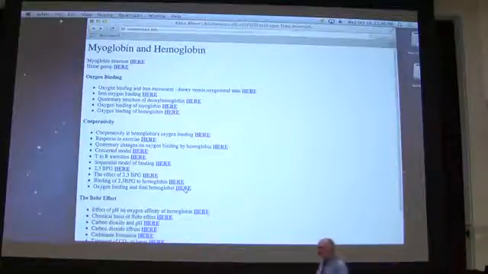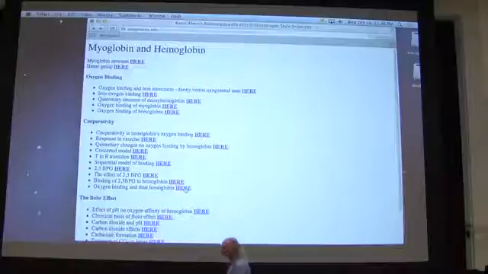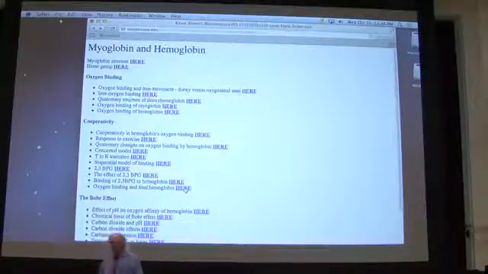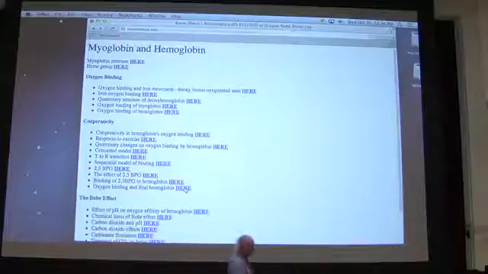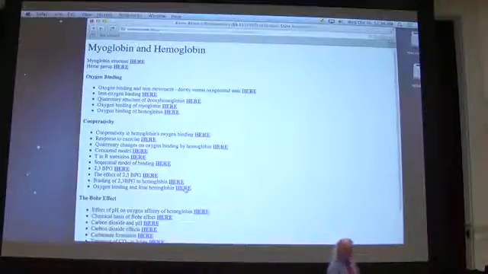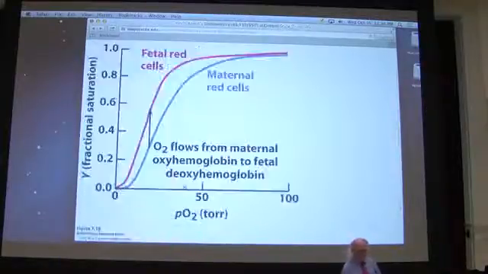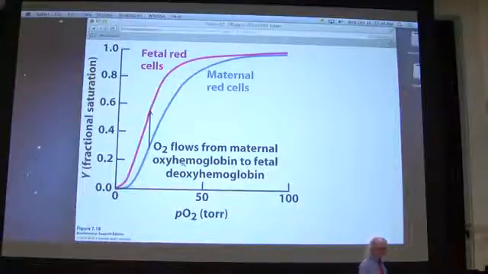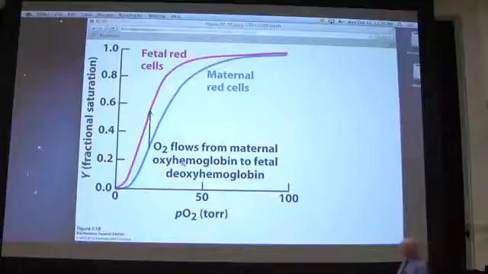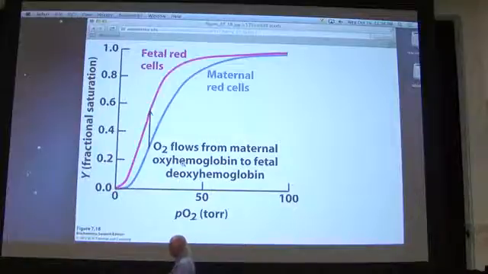The fetus makes a slightly different form of hemoglobin called fetal hemoglobin. Okay? Fetal hemoglobin has a greater affinity for oxygen than mom's hemoglobin. Well, what's the difference between fetal and mom's hemoglobin?